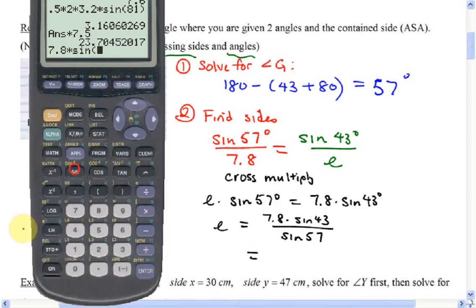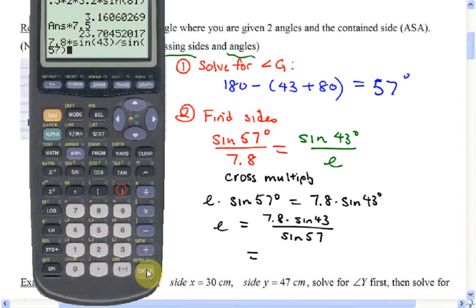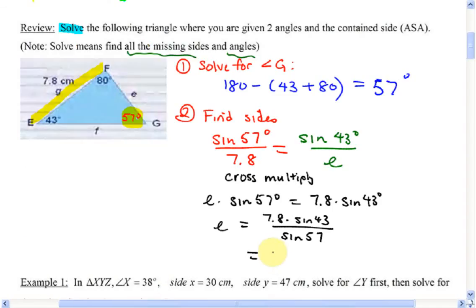7.8 times sine 43, then divided by sine 57. I have 6.3. So double check that with me, please. 6.3, what are my units for this one? Centimeters. Thank you, centimeters. So that's side length E. Are we done yet? No, I need to find the other side.